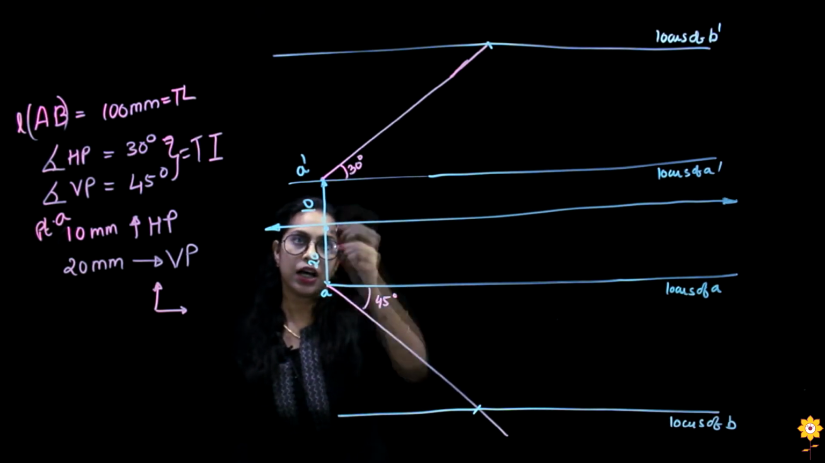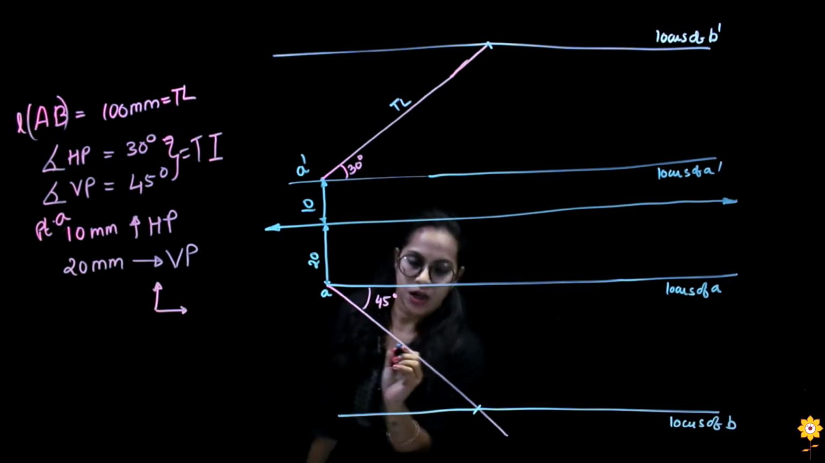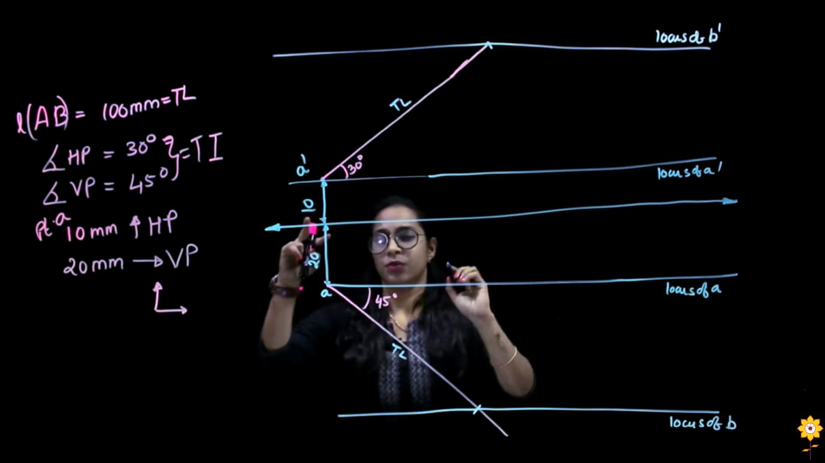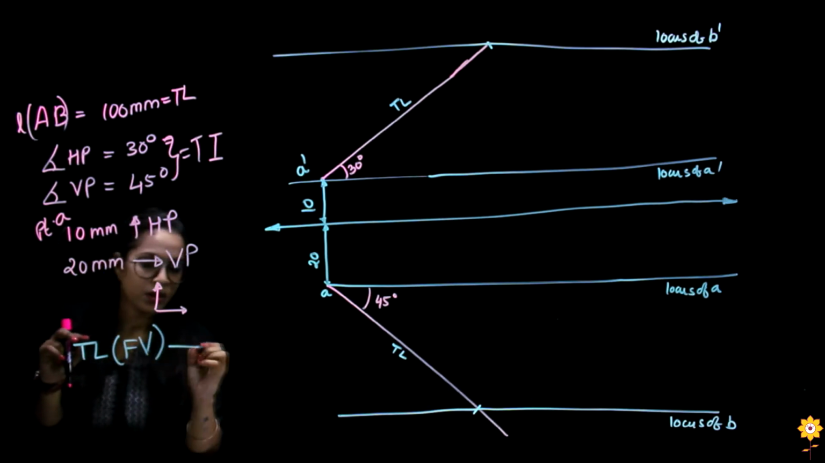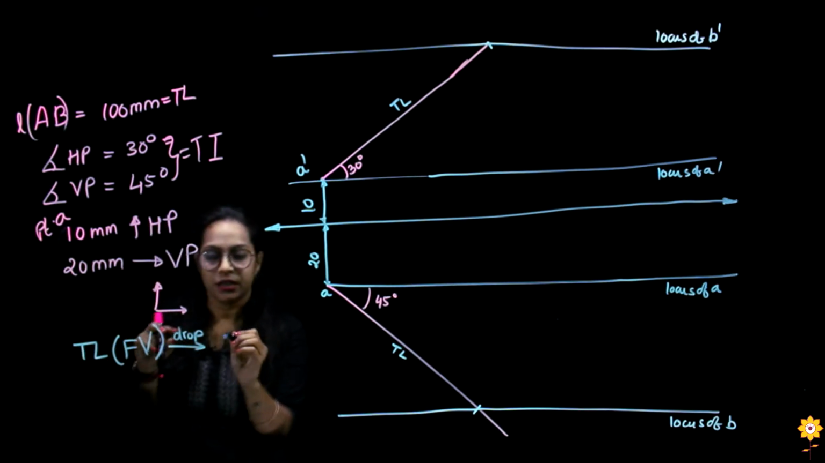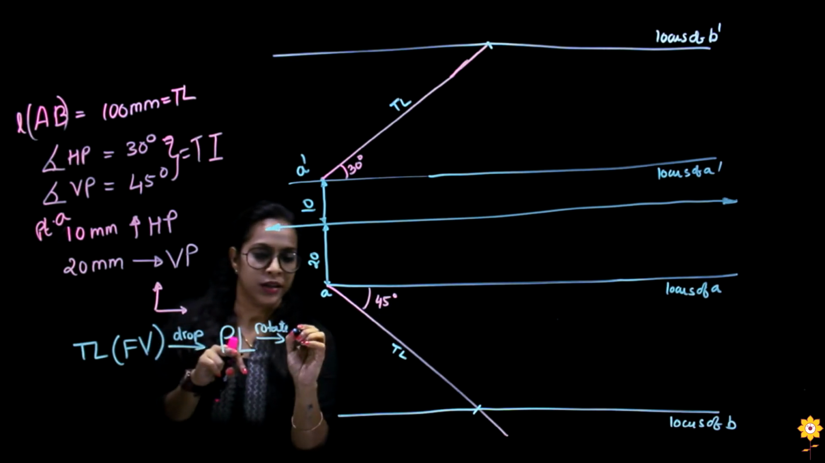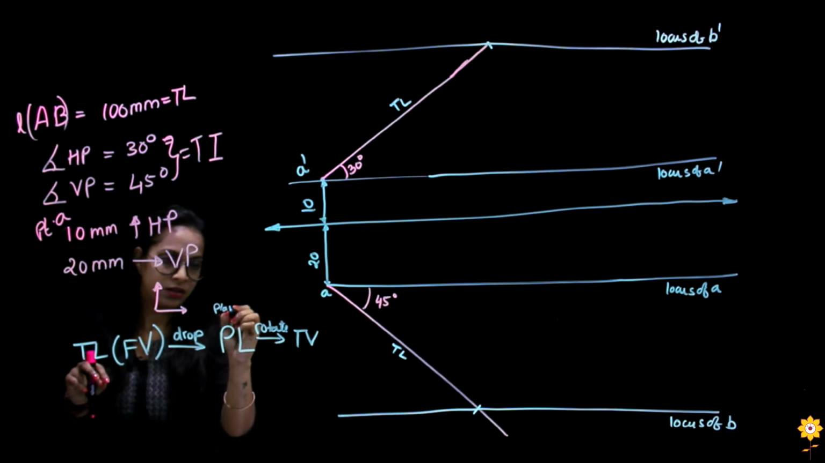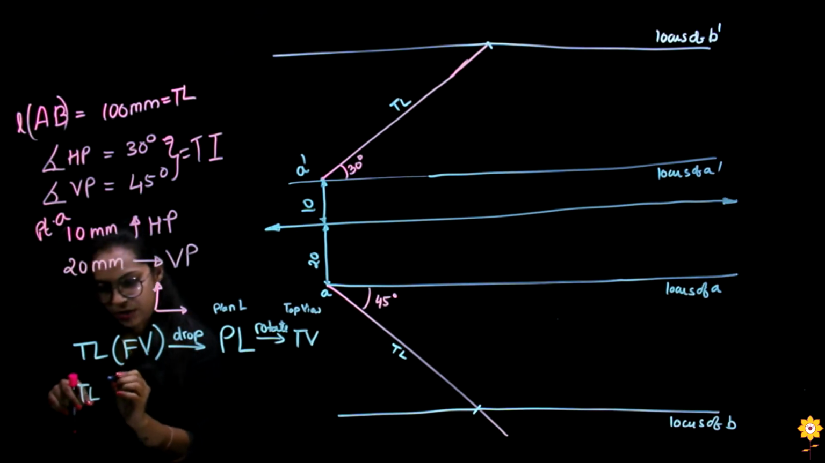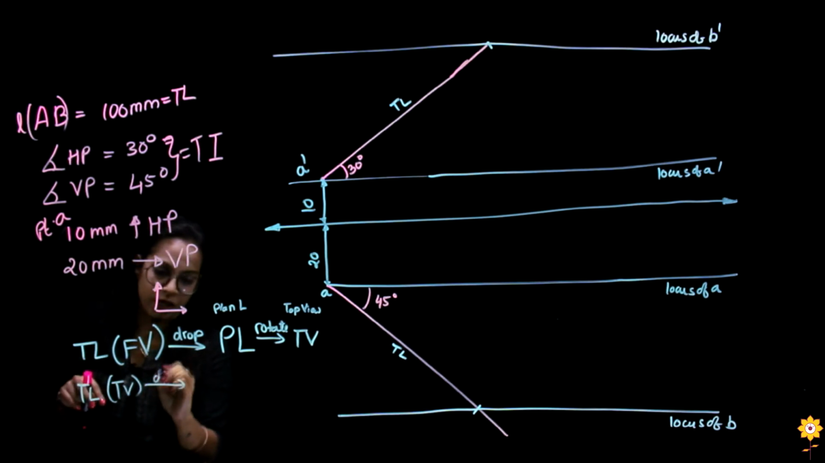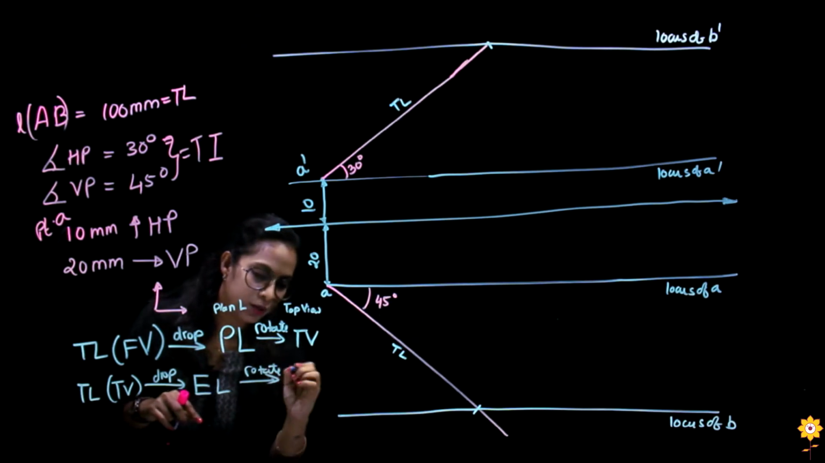Now once I have these two lines, we have a procedure to follow. And always remember that A dash and A should be collinear to each other, that is on the same vertical line. So once you have the true lengths marked, we have a procedure, that is, if I have true length in the front view, I drop that to get my plan length, and I rotate that to get my top view. This is plan length and this is top view. Similarly, if I have true length in the top view, I would drop that to get my elevation length, and I would rotate this to get my front view.